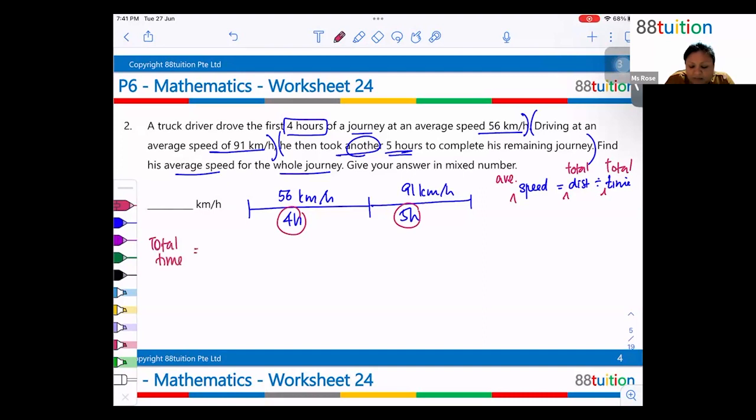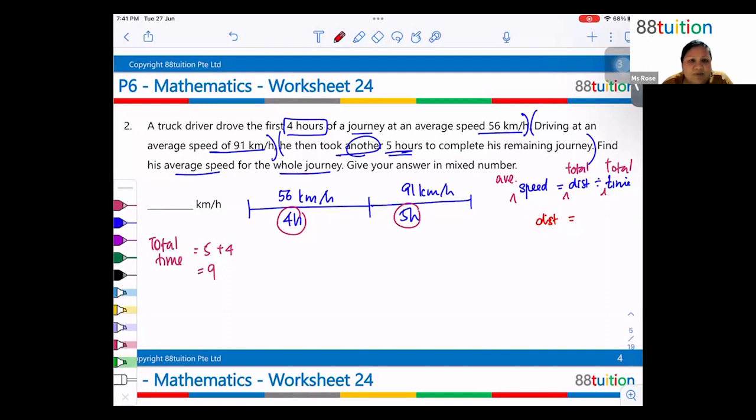What's the total time? The total time would be 5 plus 4 to give me 9 hours. Do I have the total distance? Don't have. But can I find the total distance? I can. Because distance is equals to, what's the formula to find distance? Distance is equals to what? Anyone?